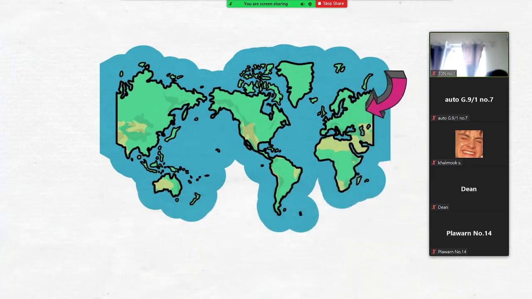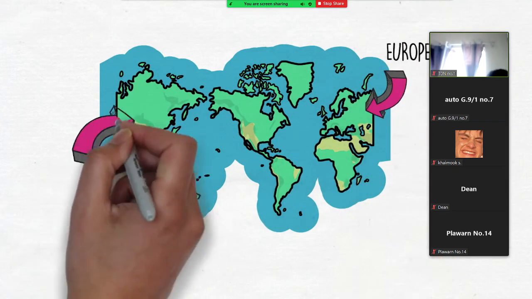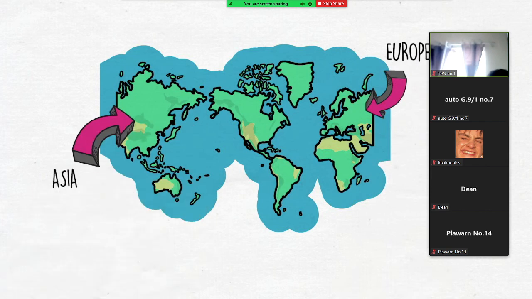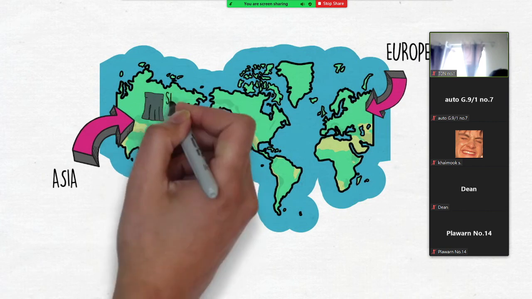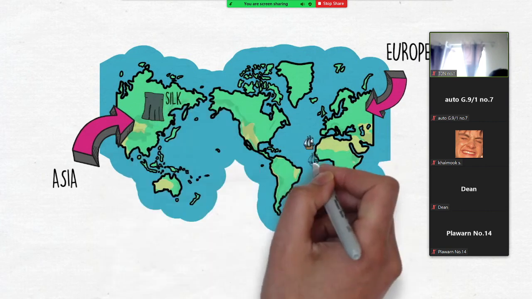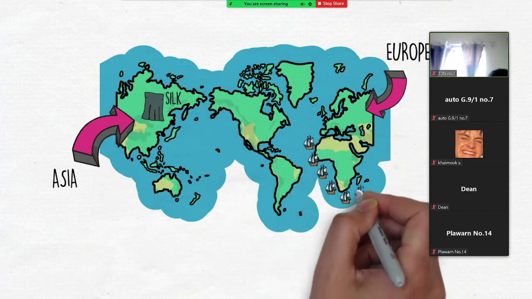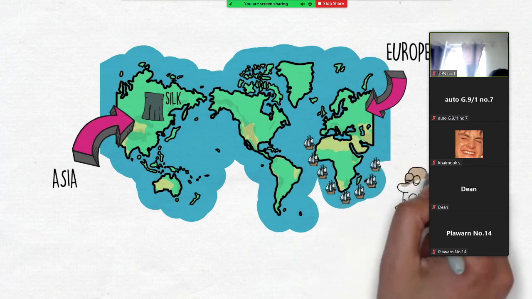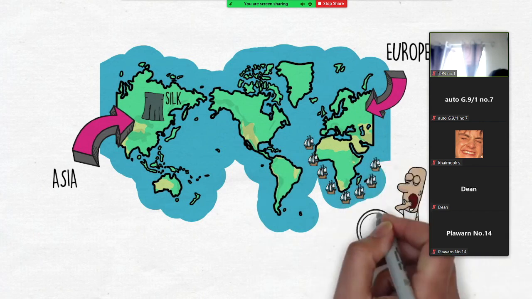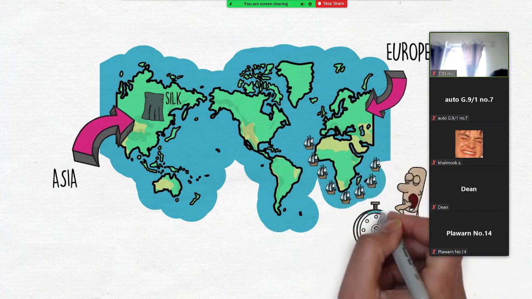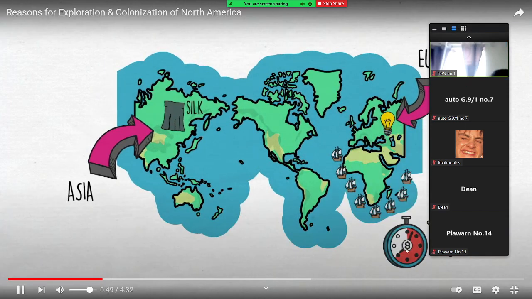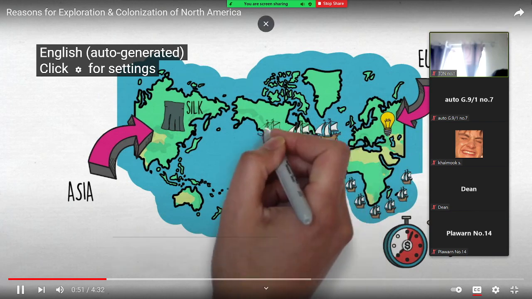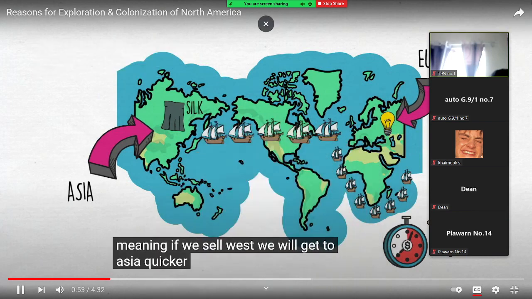So I'm going to start with two continents. The continent of Europe and the continent of Asia. At this time, Asia was a big producer of the fabric silk. Europeans loved this fabric and would voyage all the way around Africa to get to Asia to buy the silk. This journey was very tiring and cost a lot of money. So they had the bright idea, maybe if we sail west, we will get to Asia quicker.